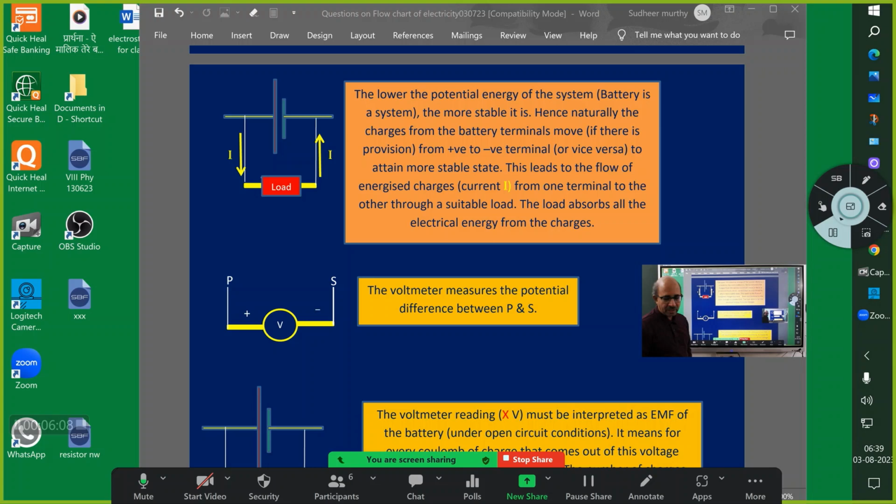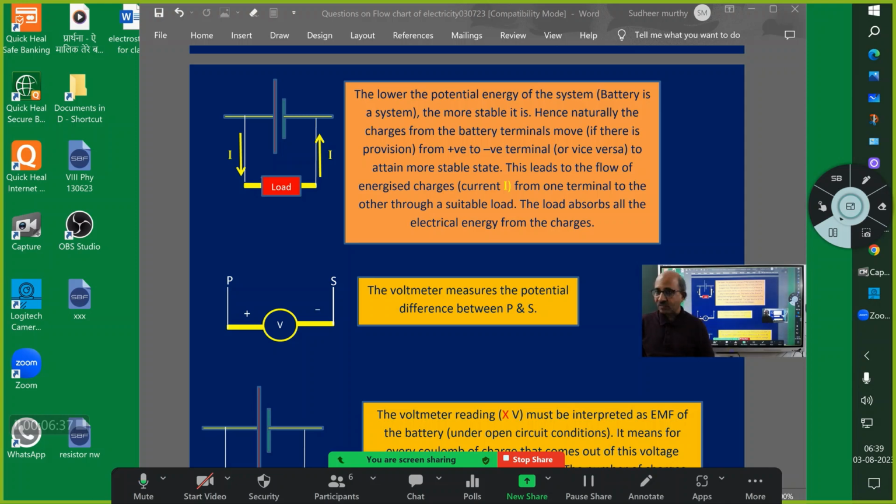So the lower the potential energy of the system, the battery system, the more stable it is. Hence, naturally the charges from the battery terminals move, if there is provision from the positive to negative terminal or vice versa, to attain more stability. This leads to the flow of energized charges. You know, the battery will energize the charge and keep it ready. I hope I have explained this. Right. Energizes the charges. This leads to the flow of energized charges.